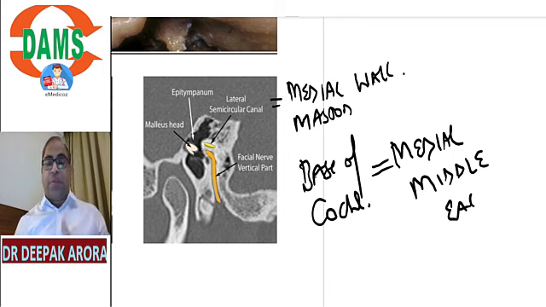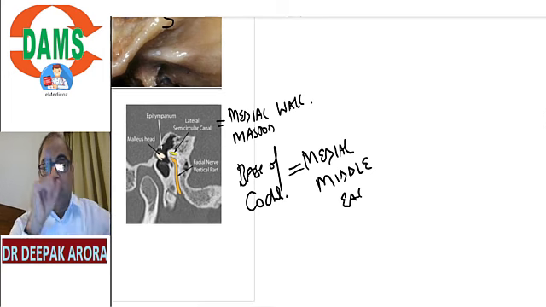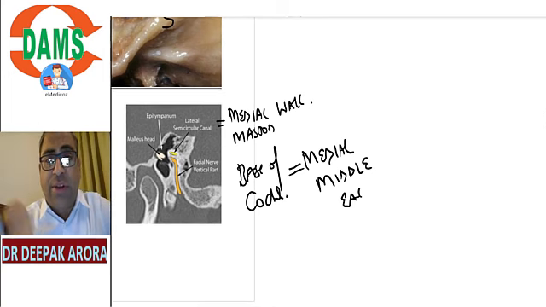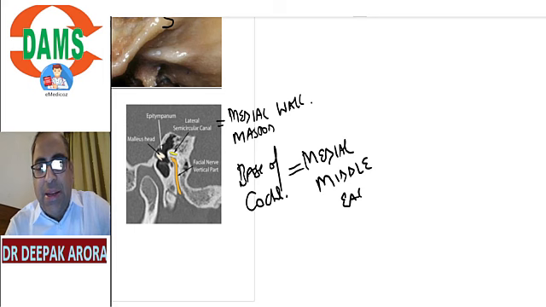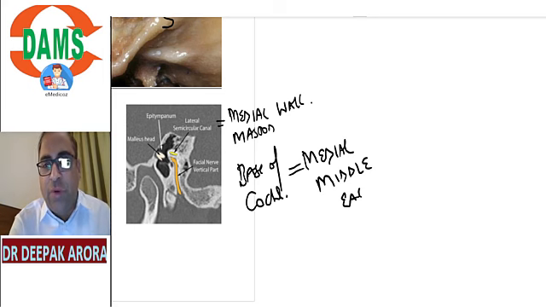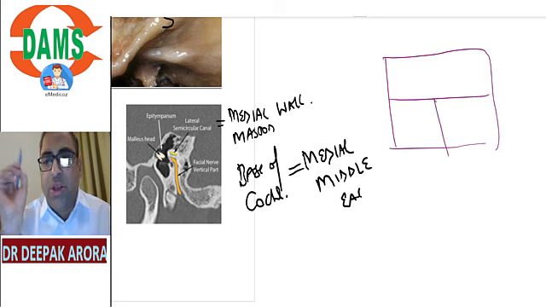Thumbs up in the chat box, beta, if you are comfortable with these two concepts. Medial wall of mastoid is equal to lateral semicircular canal. If you're going for, dekho beta, you are sitting with me on this platform at 9:30 you are attending this session. It means you are fully dedicated student and your aim is to crack your Central Institute.